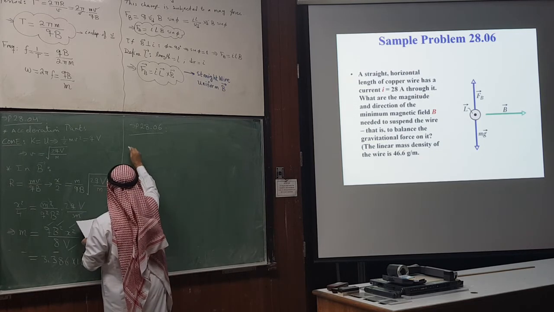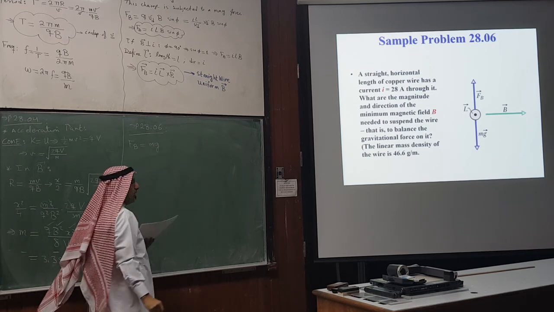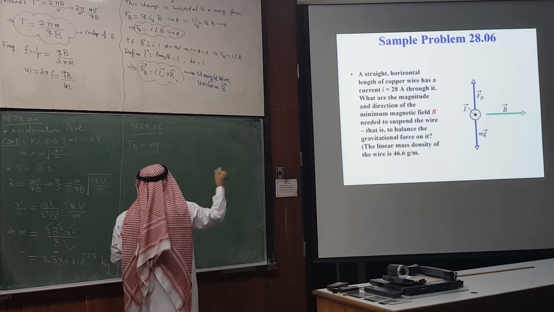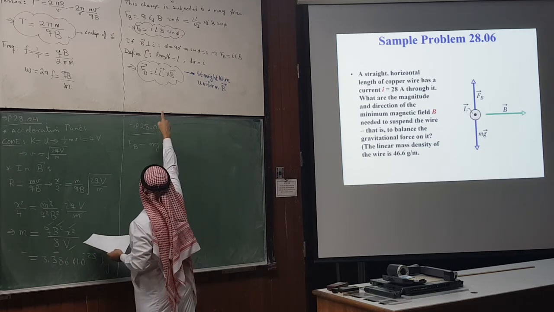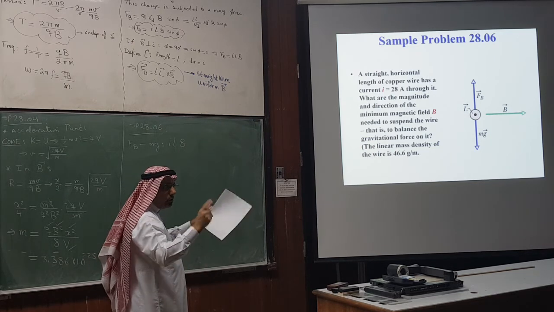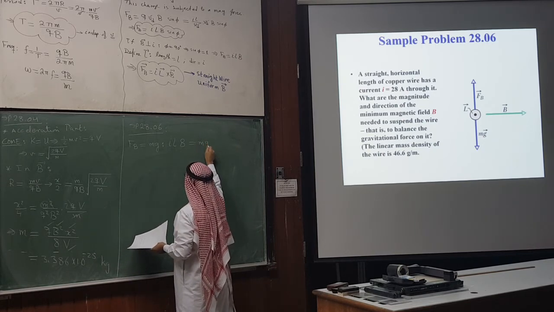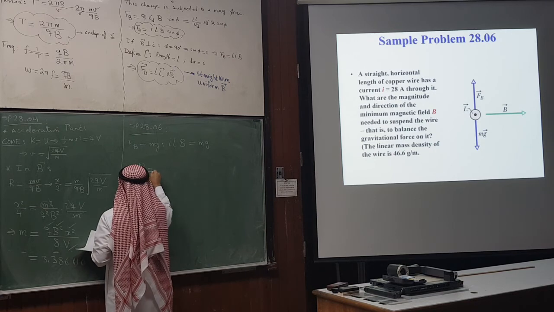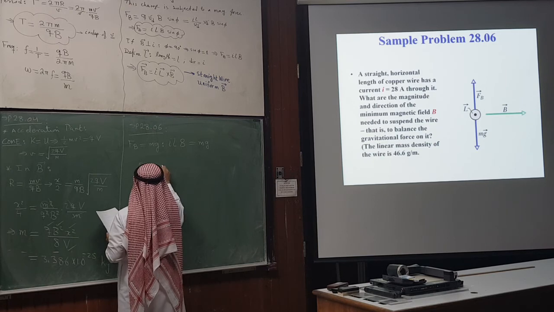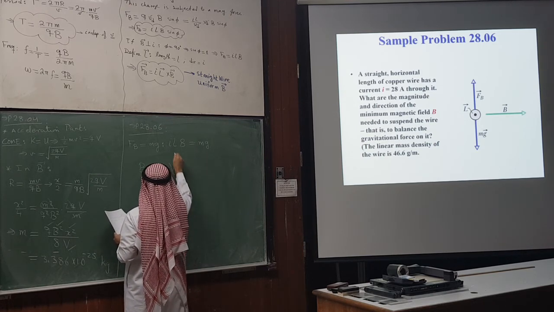We want the magnetic force to be equal to the gravitational force in magnitude, otherwise they are opposite to each other. What is the magnetic force? Here it is. It's I L times B. We said that they must be perpendicular, so the angle is 90, sine of that is 1, and this is equal to M times g. So the required magnetic field is equal to, just bring these here, M over L multiplied by g divided by I.